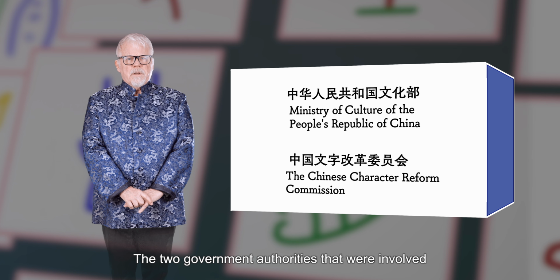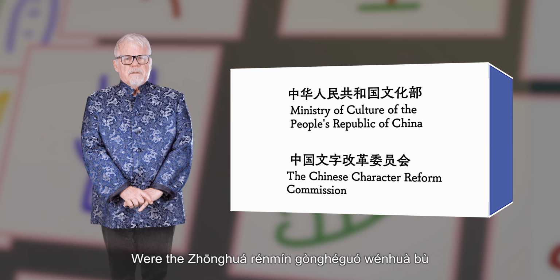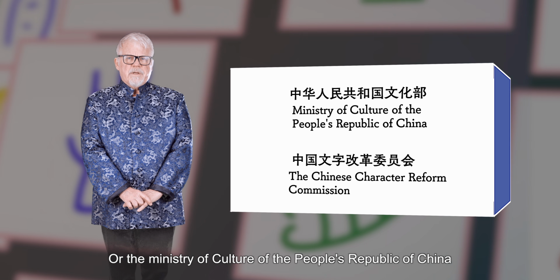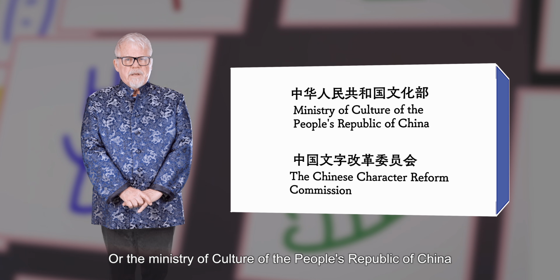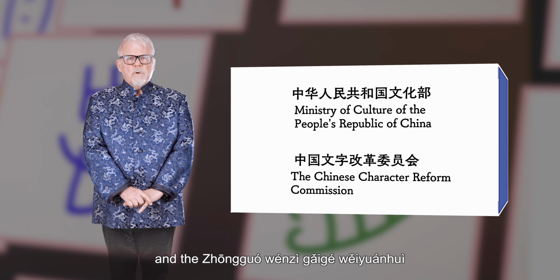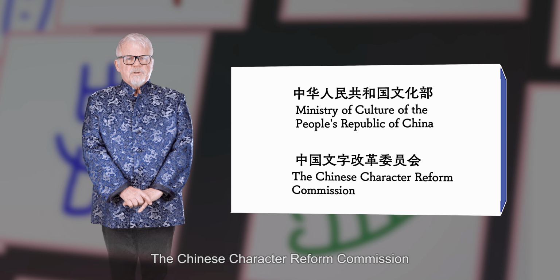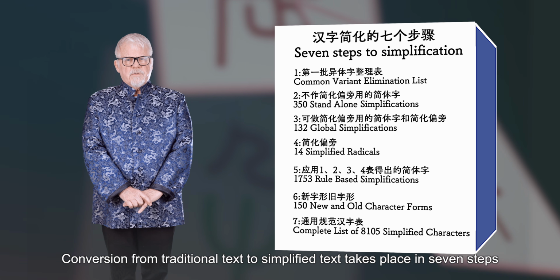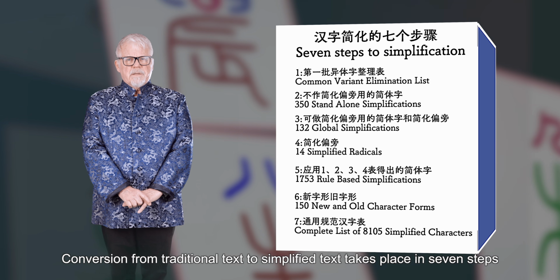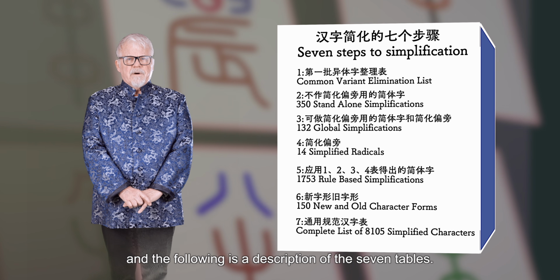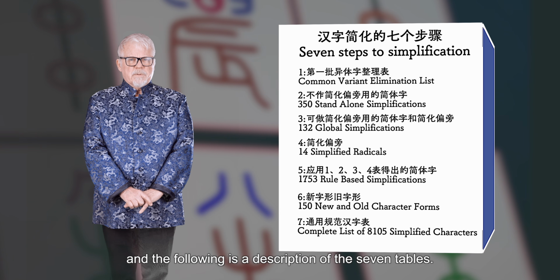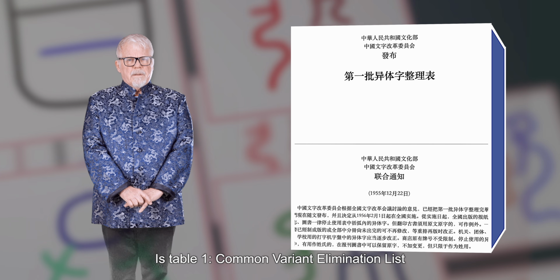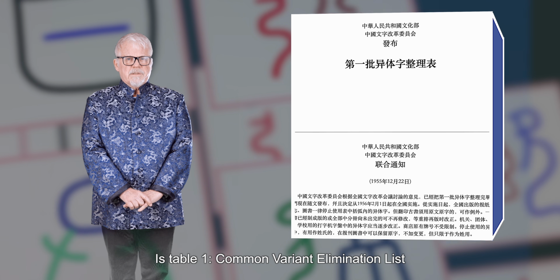The two government authorities that were involved were the Zhonghua Renmin Gonghe Guo Wenhua Bu, or the Ministry of Culture of the People's Republic of China, and the Zhongguo Wenzi Gaige Weiyuan Hui, the Chinese Character Reform Commission. Conversion from the traditional text to the simplified text takes place in 7 steps, and the following is a description of the 7 tables. The first step to simplification is Table 1, Common Variant Elimination List.